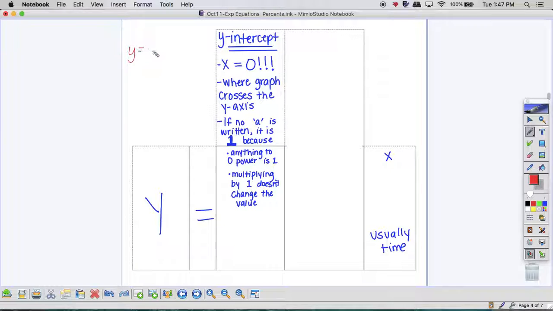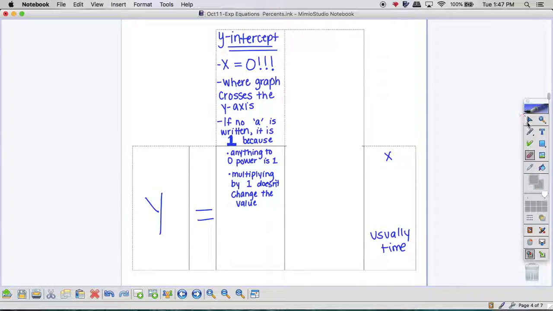So for y equals a times b to the x, this is a little different from when we did y equals mx plus b. Our y-intercept, when there wasn't one written, was 0, but our y-intercept for an exponential function, if there's not one written, is going to be 1.